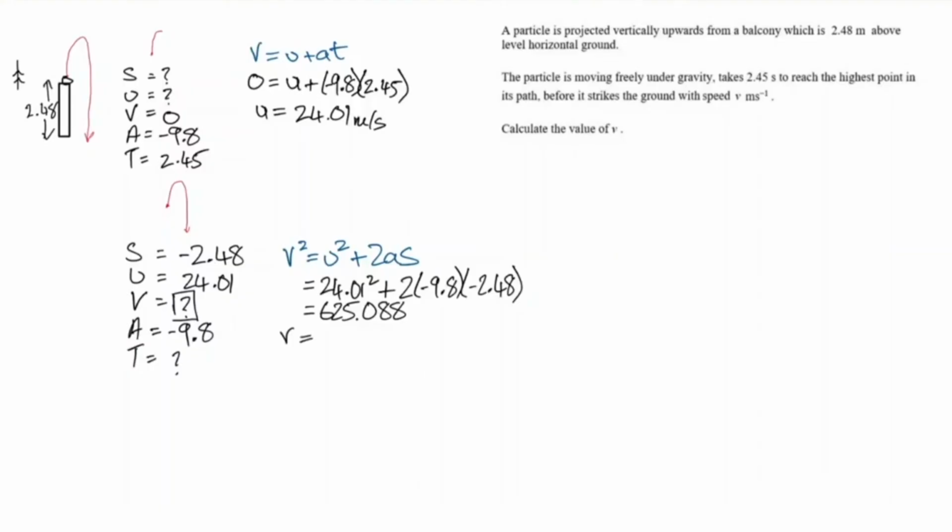So, v squared equals 625.088, and the square root of that takes us just down to 25.0 meters per second. The velocity this particle hits the ground with is 25 meters per second.